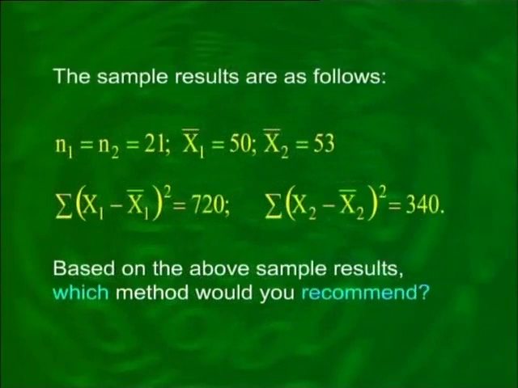The sample results are as follows. N1 is equal to N2 is equal to 21. X1 bar is 50. X2 bar is 53. Sigma (X1 minus X1 bar) whole square is 720. And sigma (X2 minus X2 bar) whole square is equal to 340. Based on the above sample results, which method would you recommend?